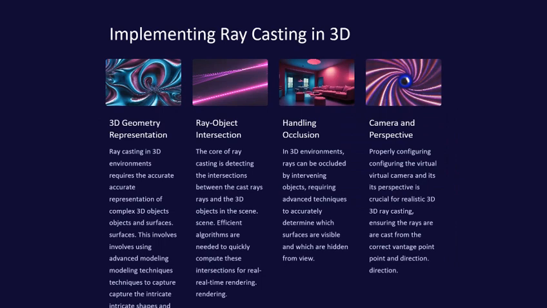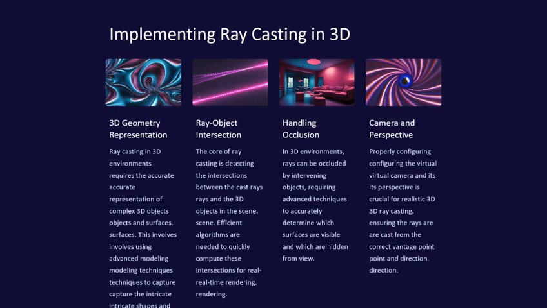Implementing raycasting in 3D. In 3D, raycasting is implemented through 3D geometry representation. Raycasting in 3D environments requires the accurate representation of complex 3D objects and surfaces. This involves using advanced modeling techniques to capture the intricate shapes and details of the virtual world. Ray-object intersection is detecting the intersections between the cast rays and 3D objects in the scene. Efficient algorithms are needed to quickly compute these intersections for real-time rendering.